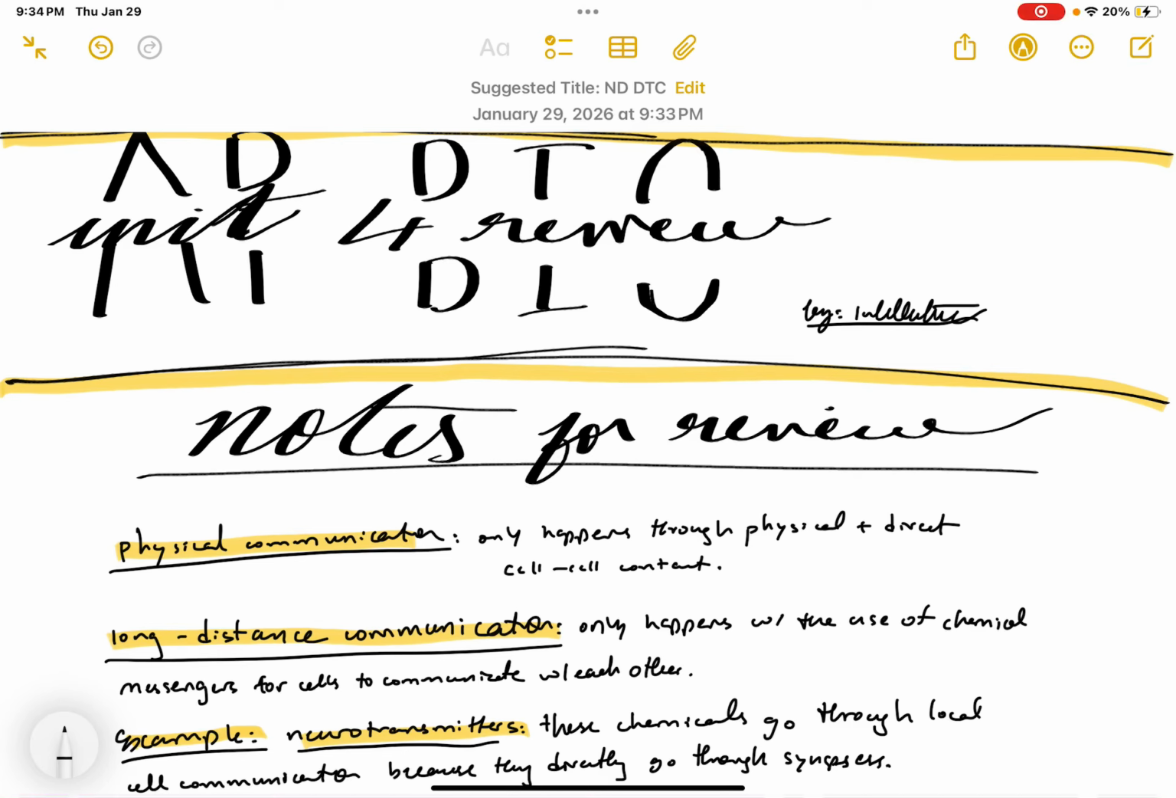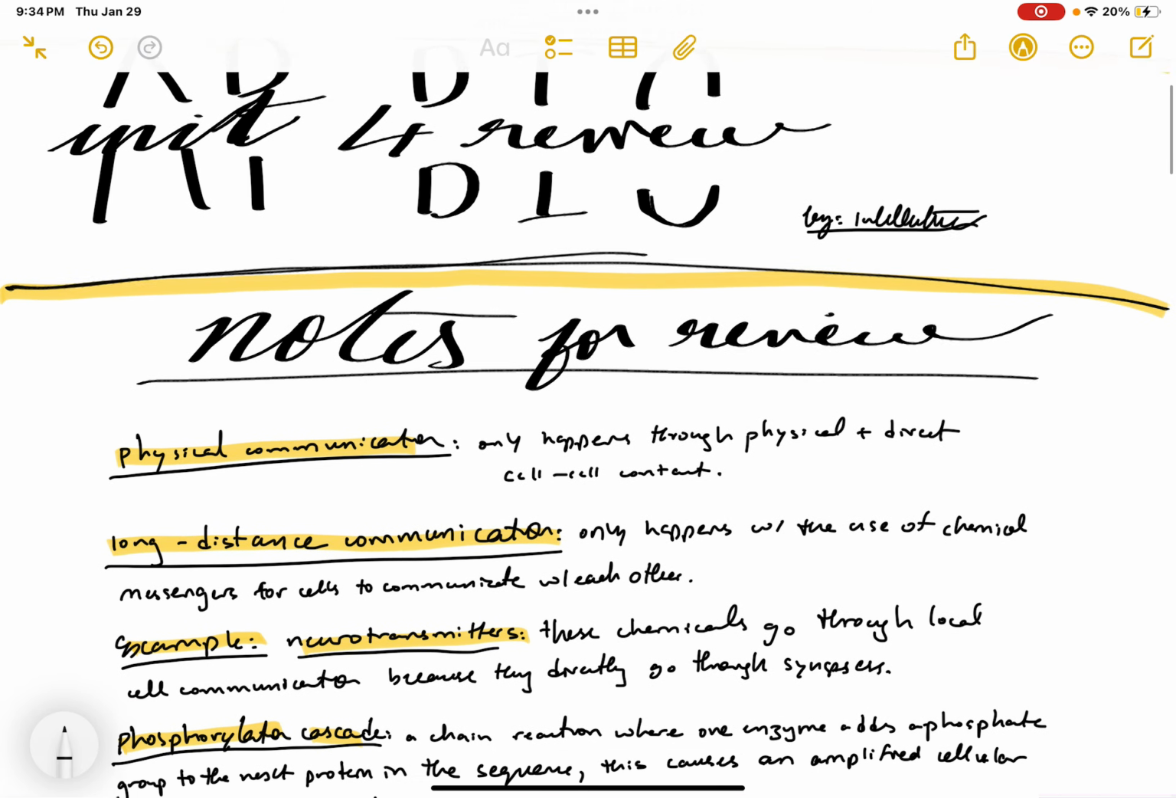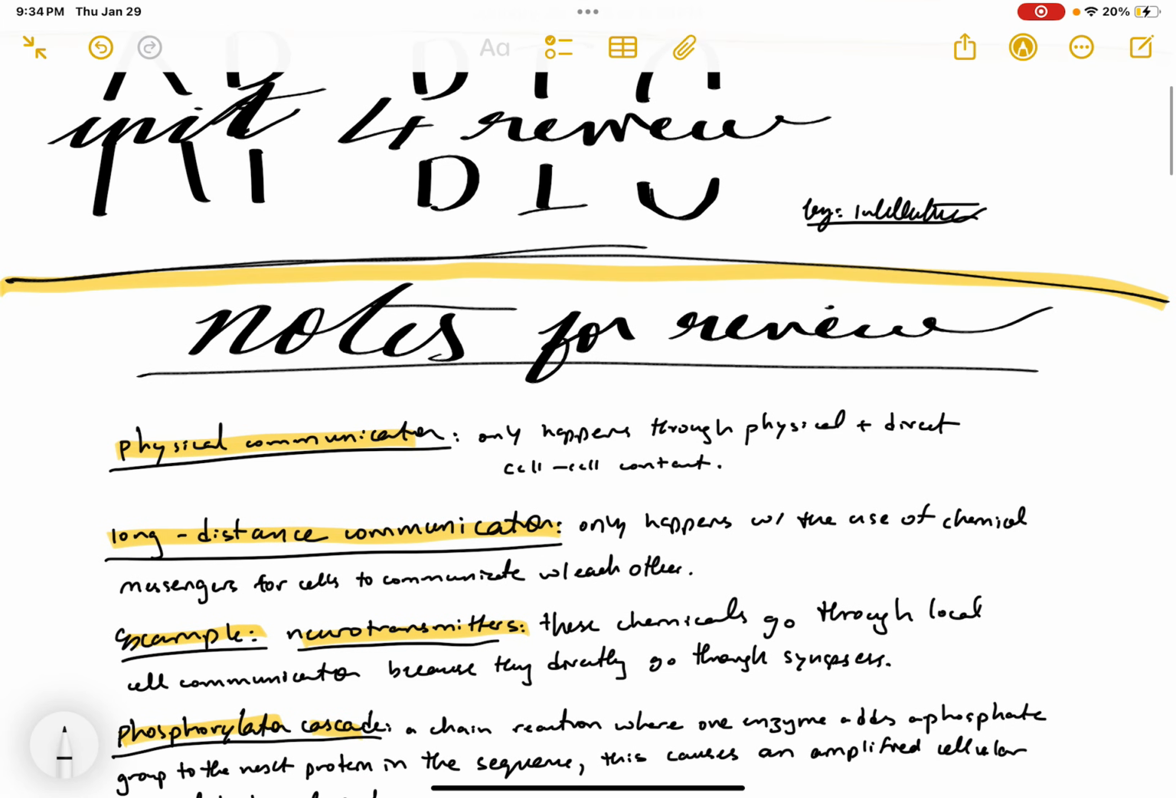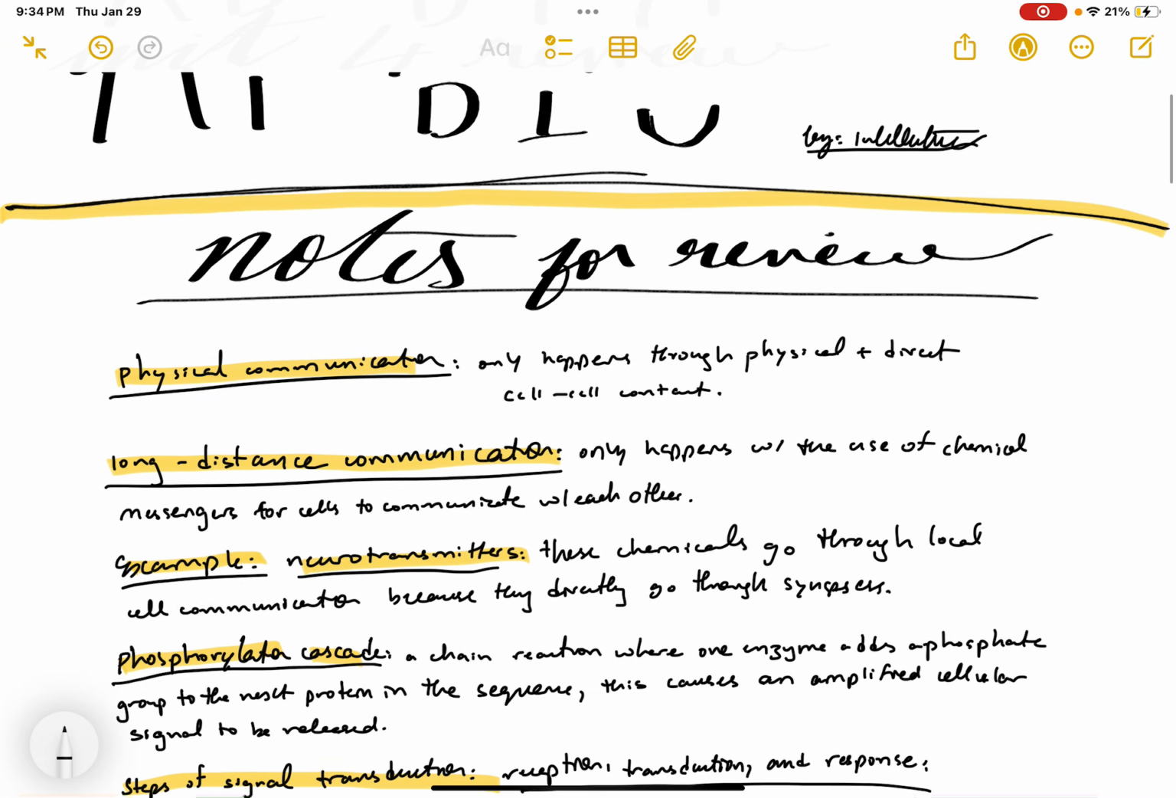All right, welcome back to the AP Bio series. Today I'm going to be doing a full Unit 4 review of AP Bio and a little bit of Unit 5. So let's first start with some notes for review. These are really important concepts that you should have learned throughout the unit, but let's just review them once.